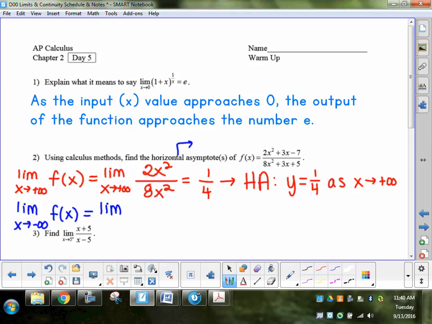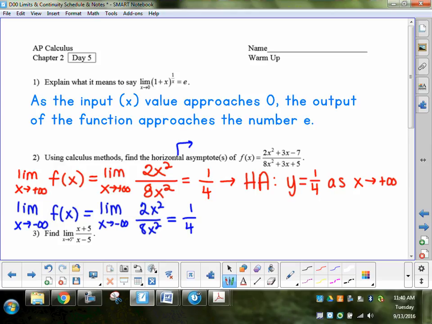Our end behavior model is going to look profoundly similar. It's still going to be 2x squared over 8x squared. What is that limit going to be? Think about what happens when I put huge negative numbers in there. It's going to be the same thing. Why isn't this expression going to be negative?